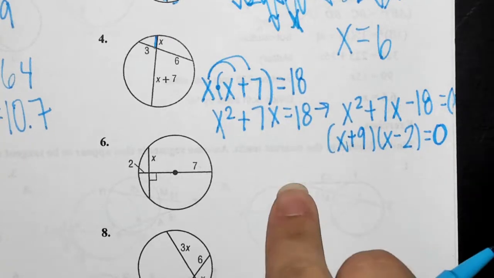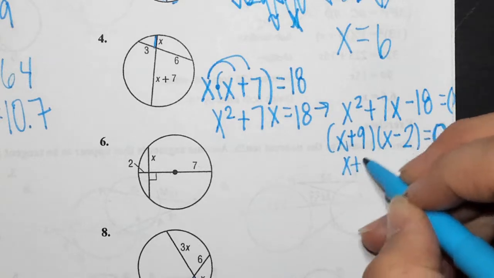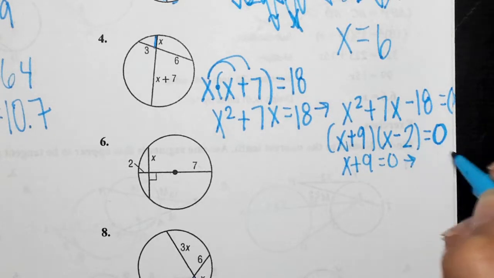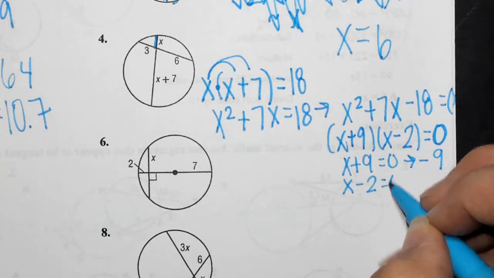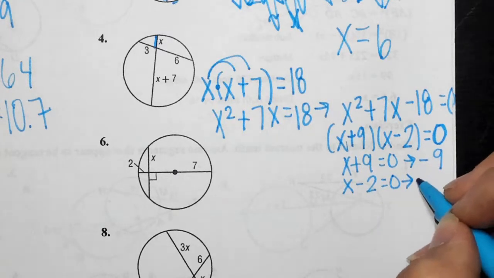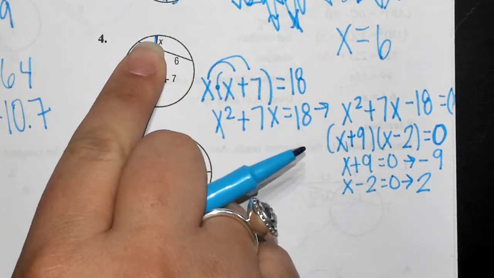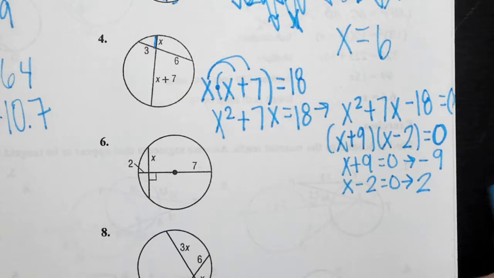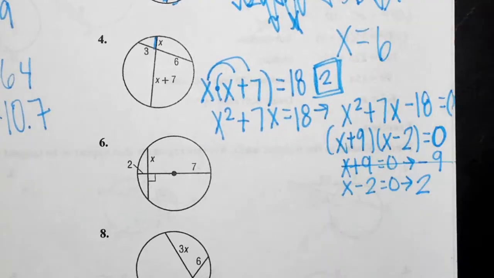But you actually have to solve for x, so you have to set those equal to x. So x plus 9 is equal to 0, which really makes it negative 9. X minus 2 equals 0. You have to add it over, so it just becomes 2. But x cannot be a negative number. It can't be a negative distance. So it's not negative 9, it is 2. So your answer was 2.